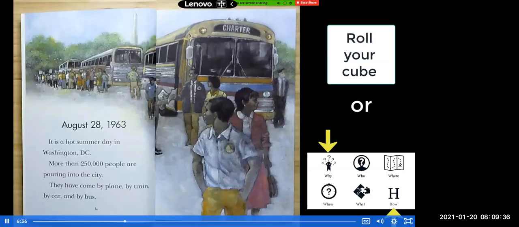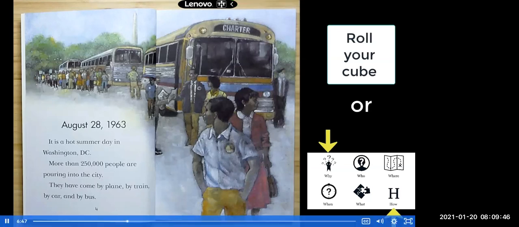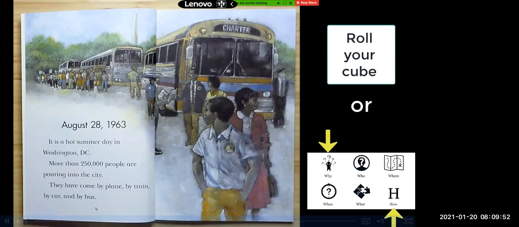August 28, 1963. It is a hot summer day in Washington, D.C. More than 250,000 people are pouring into the city. They have come by plane, by train, by car, and by bus.